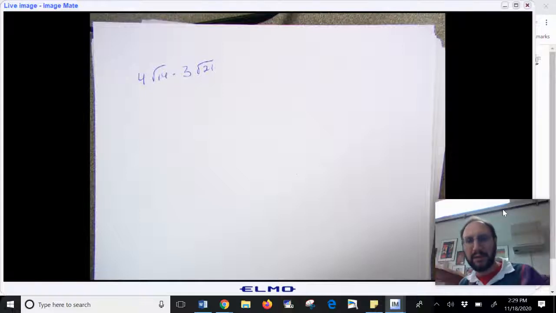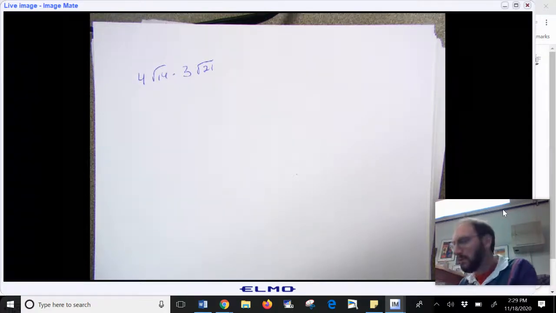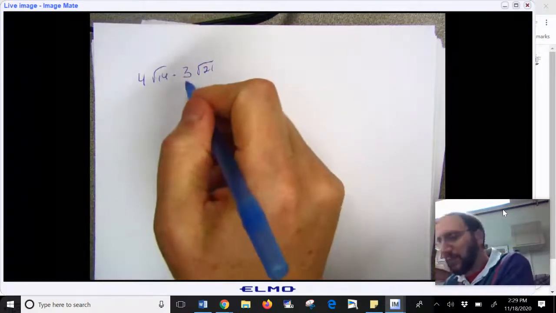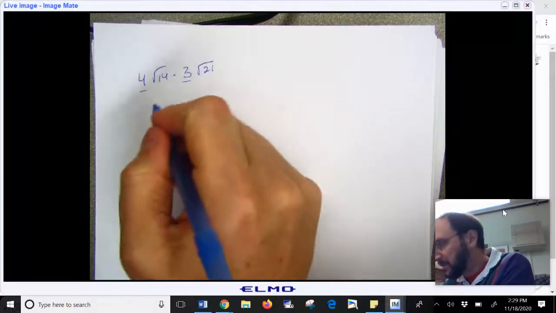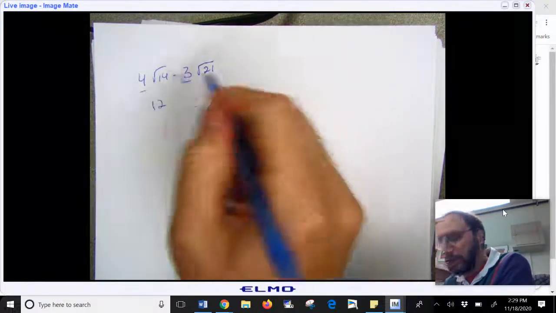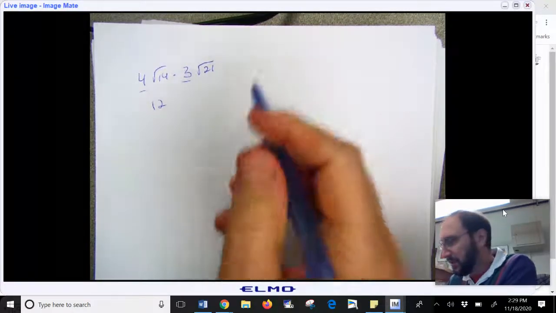The square root basics. This is problem number 6 from the diagnostic: 4 radical 14 times 3 radical 21. So I have numbers on the outside of the square roots. We have 4 times 3, which is 12. And we could multiply 14 and 21 together and get some large number.